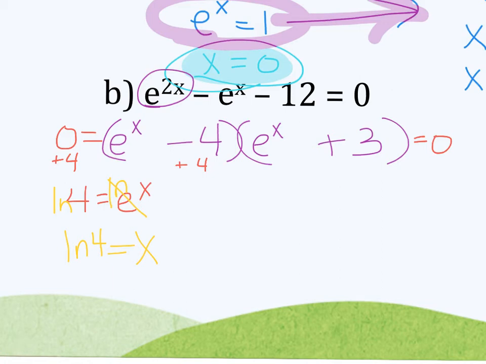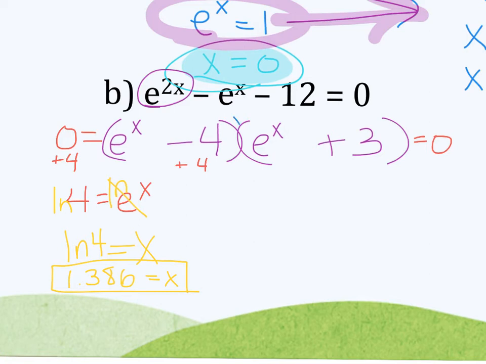So then ln of e to the x cancels, leaving you with just the x, and ln of 4 is 1.386. Let me finish this and I'll go back.